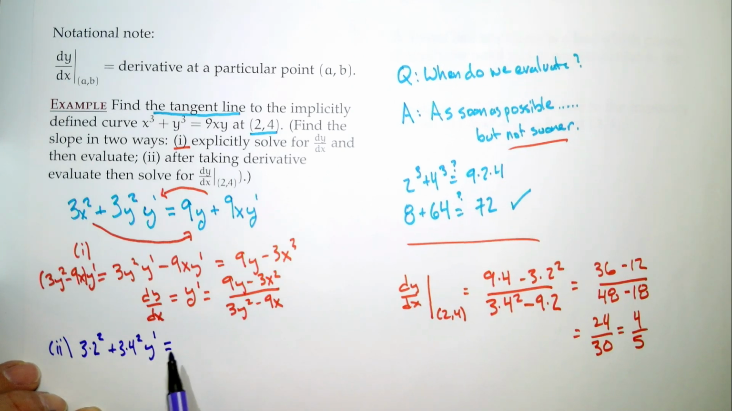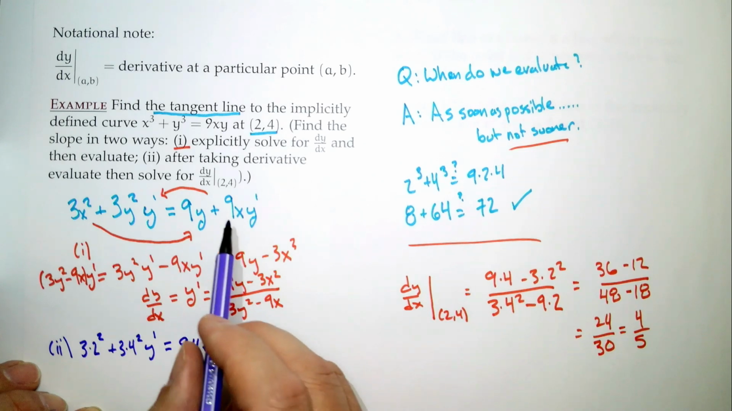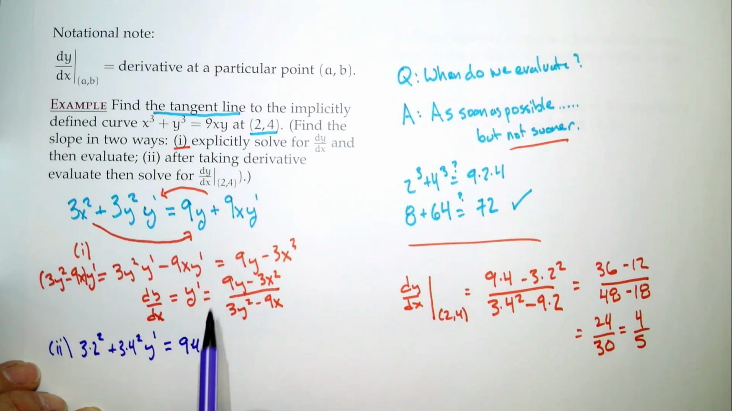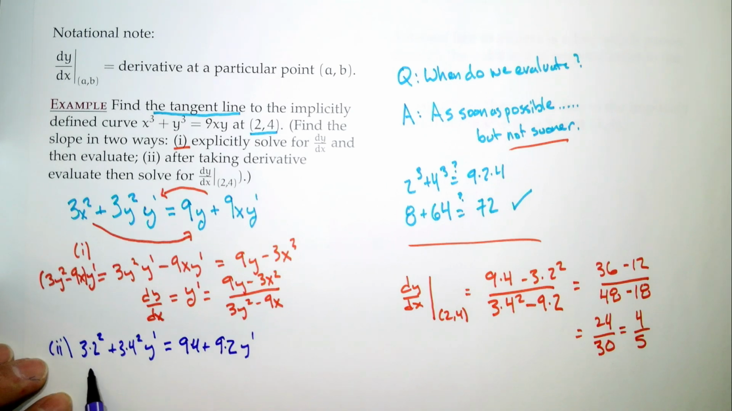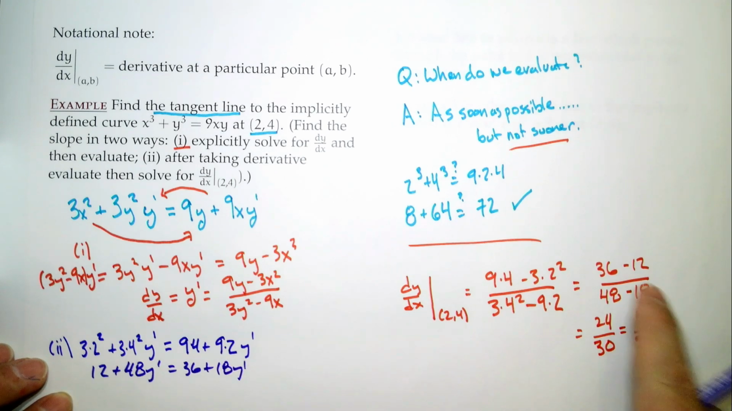That's going to equal, and what's the other side? Well, 9 times y, so that's 9 times 4, plus, then here we'll get 9 times x, which is 9 times 2, times y prime. Now at this point, instead of manipulating just symbols, we just have to manipulate numbers. So it's the same numbers involved if you look at the numbers here, but now it's much easier for us to play with.